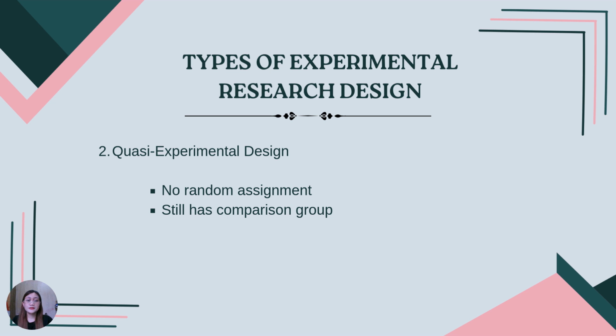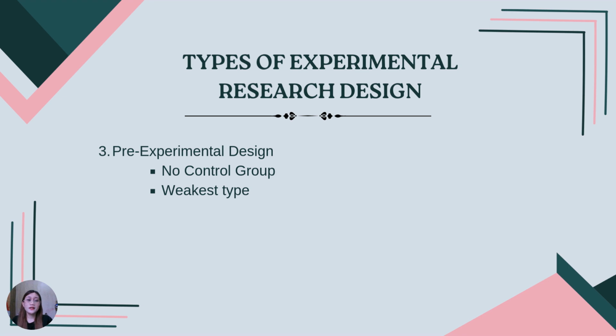The next type of experimental research design is the quasi-experimental design. In quasi-experimental design, the researcher still manipulates the independent variable, but there is no random assignment, so the groups are already formed. For example, a researcher may compare two existing classes where one class uses a new teaching strategy and the other does not. Since the students were not randomly assigned, this is quasi-experimental.